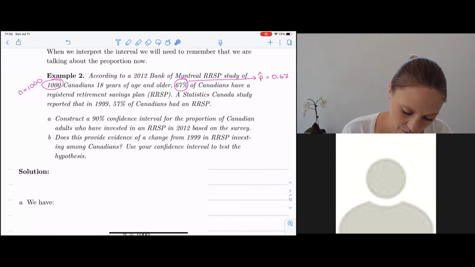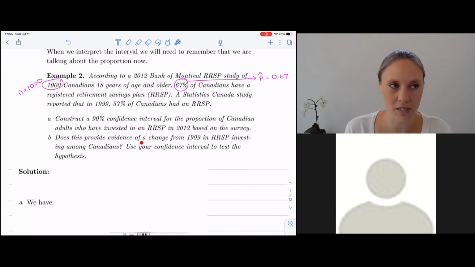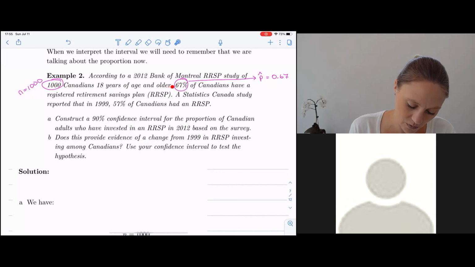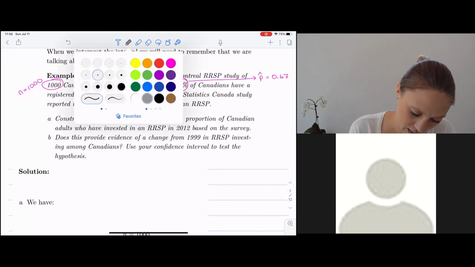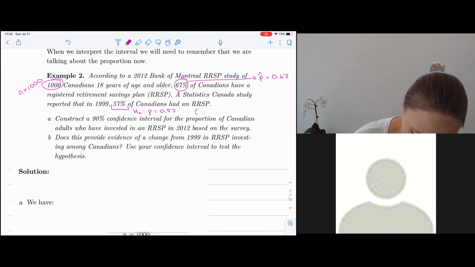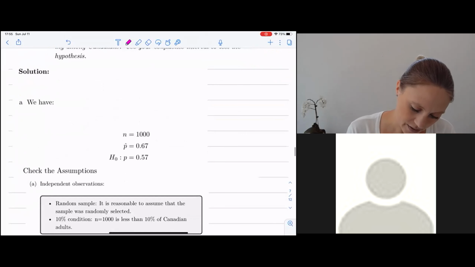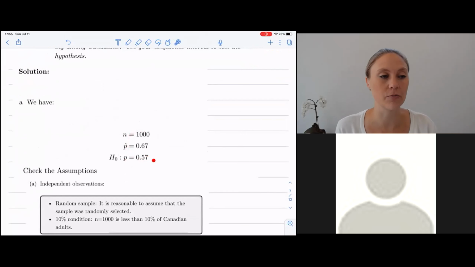Okay, so eventually in our hypothesis test, only because I highlighted what the sample size and the sample proportion were, I'll highlight here that H naught is that p equals 0.57, which means that therefore p naught is 0.57, right? All right, so here I've just listed the information, but now it's time to check the assumptions.